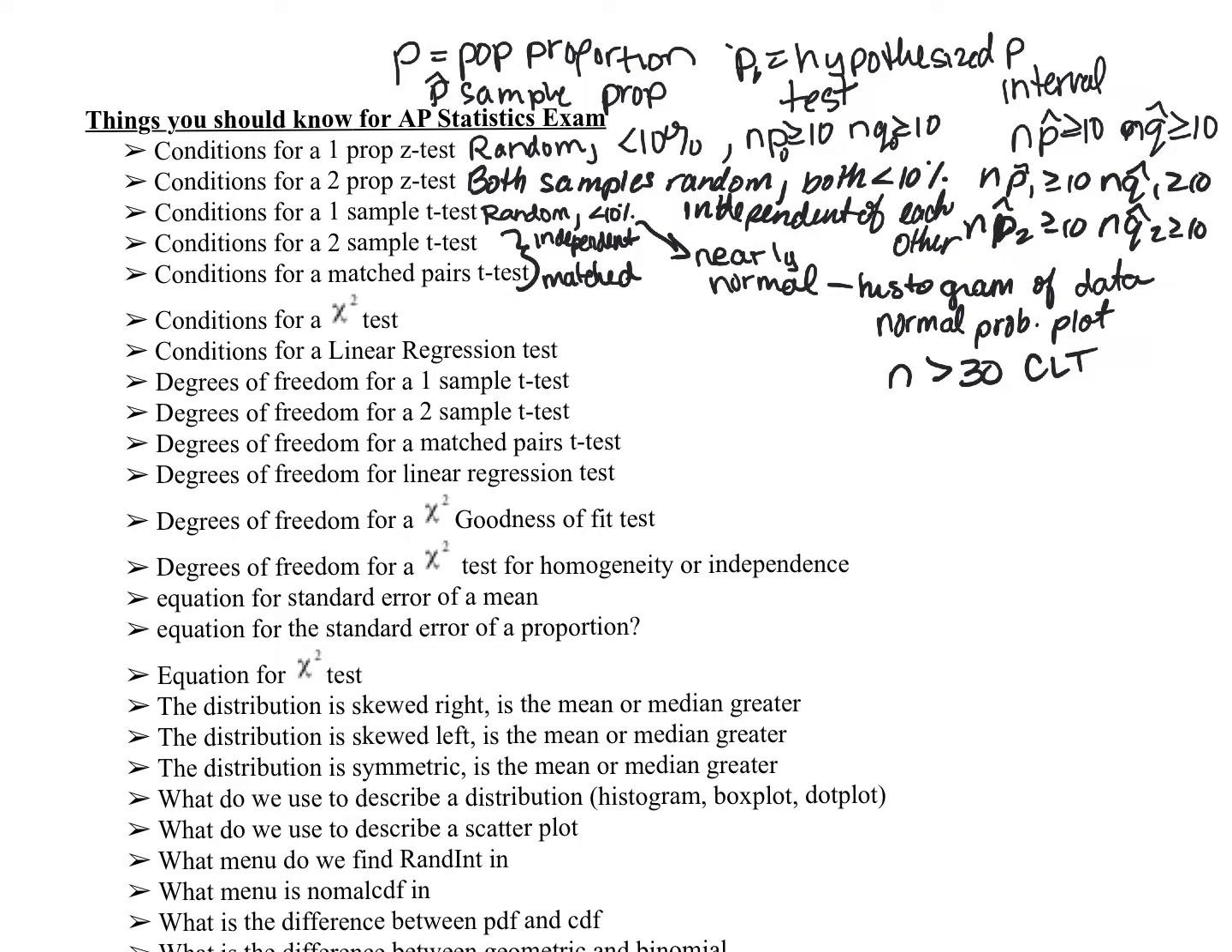Now the one that's most different is the chi-squared test. What are our conditions for a chi-squared test, Devin? Chi-squared. Random. It's a good guess.